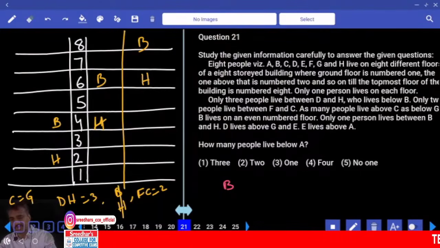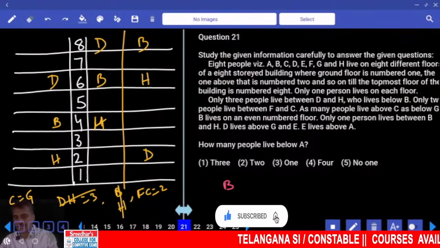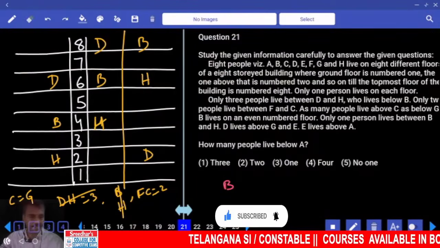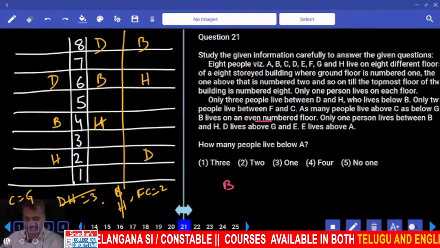D and H there are 3. 1, 2, 3, D is here. D and H there are 3. Now D must be at the top. 1, 2, 3, D is here. Then now C and G equal you need to have. As many B lives. Only one person between B and H.